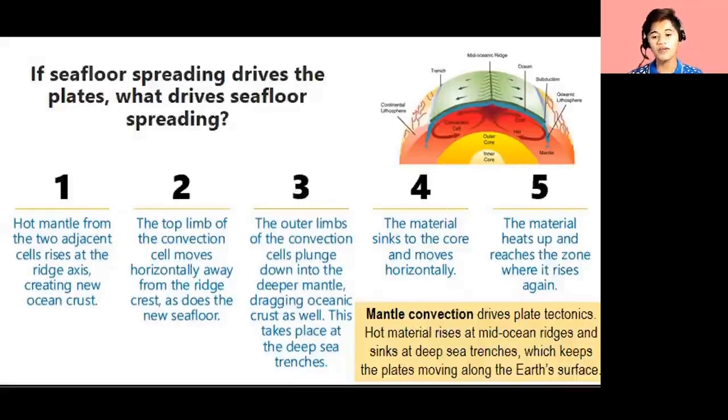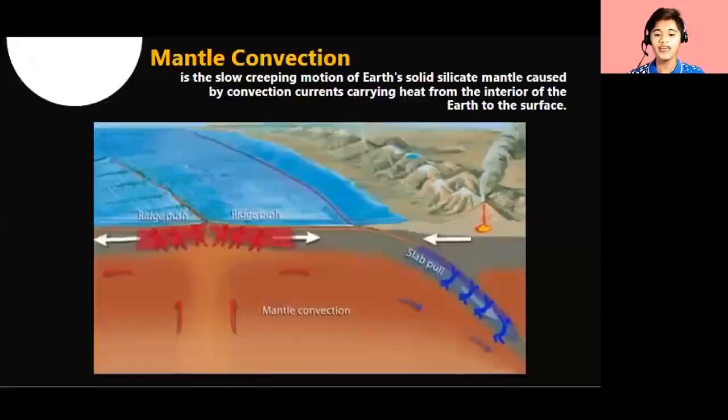There is a phenomenon called mantle convection. Mantle convection drives plate tectonics. Hot material rises at mid-ocean ridges and sinks at deep sea trenches. This keeps the plates moving along the Earth's surface. Here is an animated demonstration of how mantle convection happens.